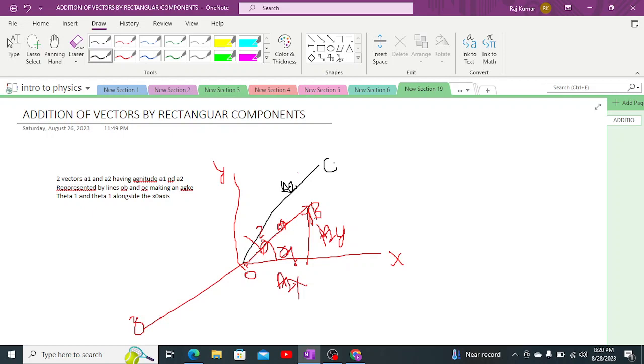Apart from which, in order to resolve a2, I will be dividing it into two components. Component 1, a2y. What I can say is that this is component a2y, this is component a2x, components a2y and a2x.